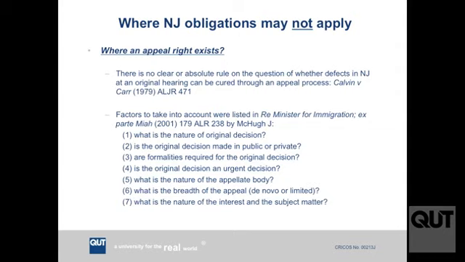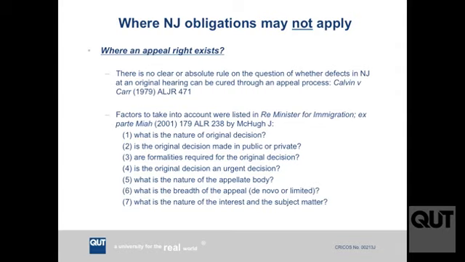The case of Calvin and Carr tells us there is no clear or absolute rule on the question of whether defects in natural justice at an original hearing can be cured through an appeals process. However, courts typically expect applicants to have exercised their lower appeal rights before seeking judicial review of a decision.